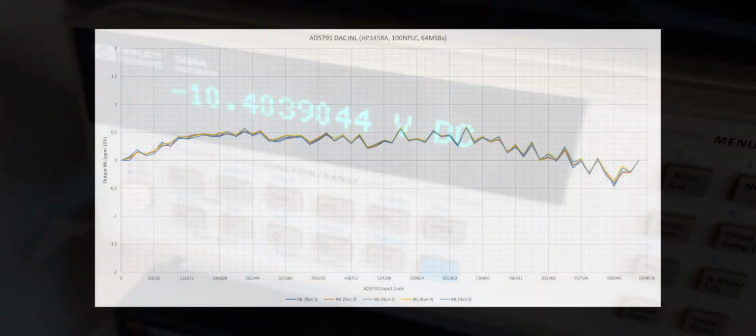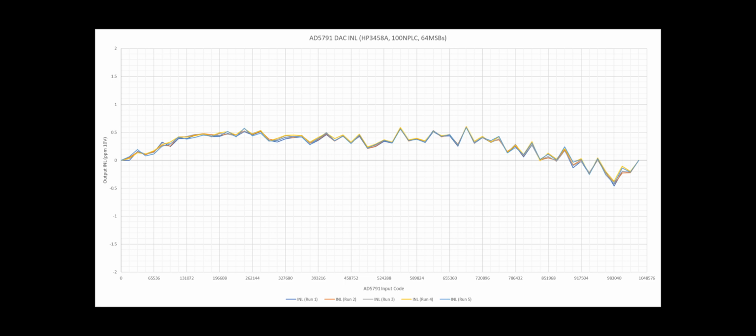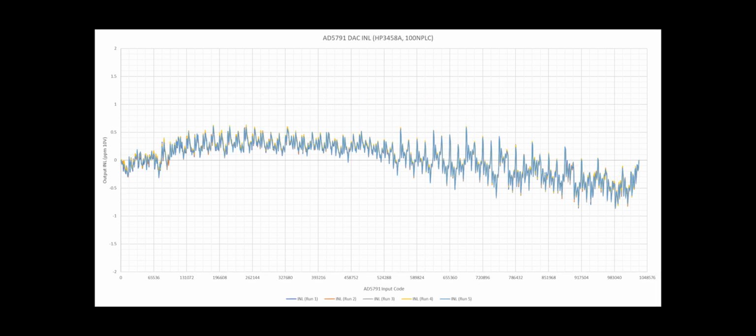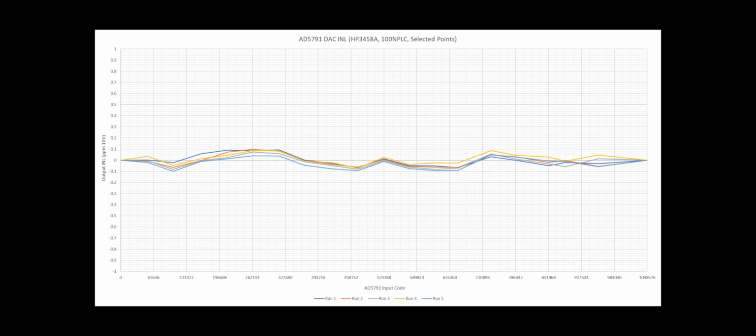With these results in hand, I was ready to send the DAC off for another round of characterization. The INL plot was much less noisy this time around, thanks to the use of a 3458A, which also reveals the true shape of the curve with the 64 MSBs. All that was left to do was generate and measure 1024 points and select 20 evenly spaced points with low INL. This worked even better than last time, giving me an overall INL of plus or minus 0.1 ppm, which translates to an accuracy of 1 microvolt on a 10 volt range, taking into consideration gain and offset errors.